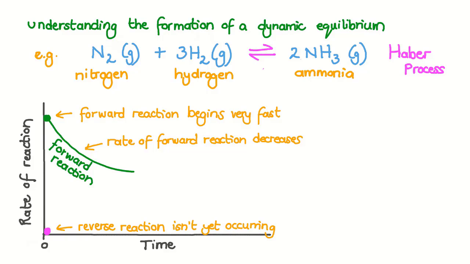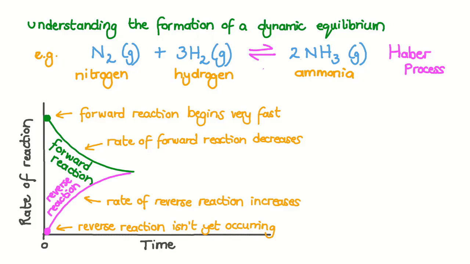Although the forward reaction is still occurring quite fast, the rate of the forward reaction decreases slowly over time, as more and more product forms. Oppositely, the rate of the reverse or backward reaction is initially very slow, but over time this reaction occurs faster, as there is more ammonia to decompose back into the reactants.